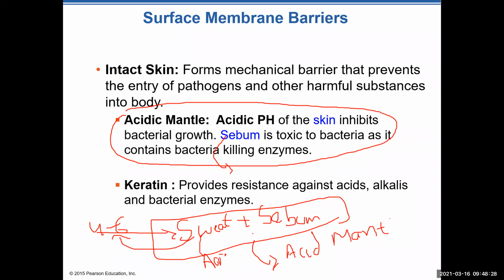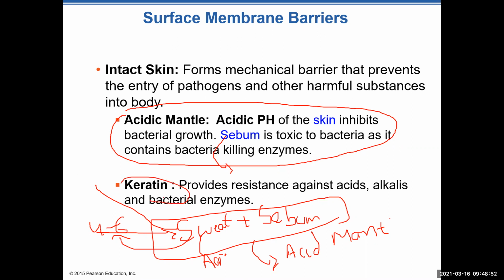And if you remember in the skin chapter, we said that your sweat also contains a chemical called dermicidin. Do you remember? Your skin also contains dermicidin, and dermicidin is a chemical which has the capability to kill bacteria. So that is the first line of defense mechanism.